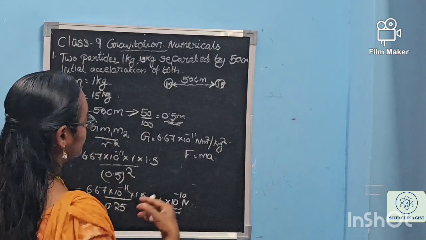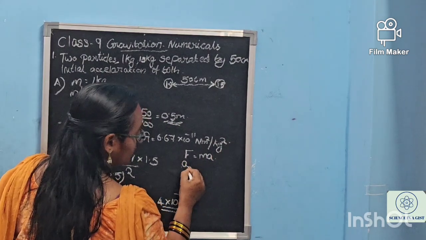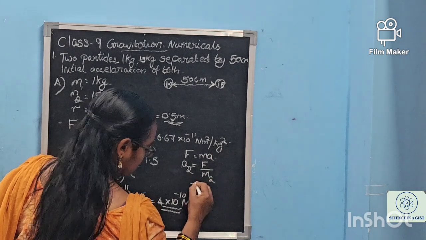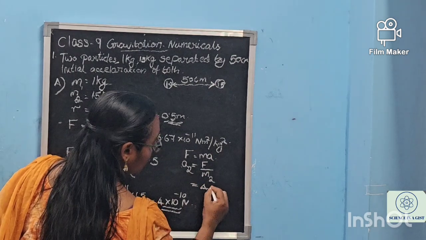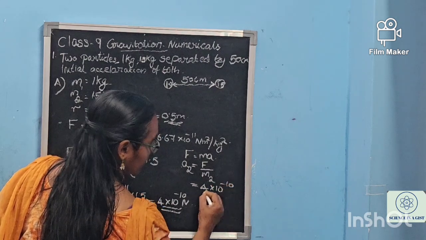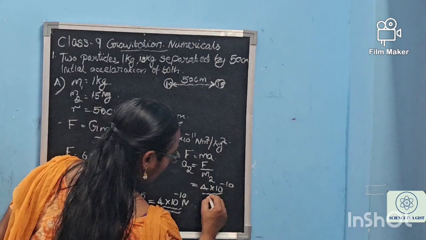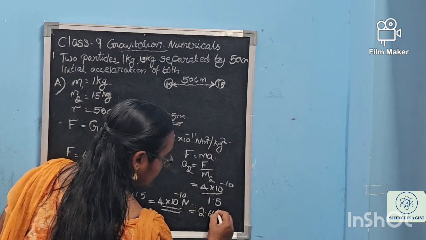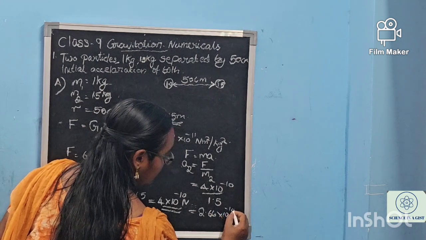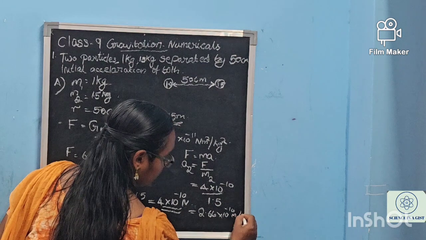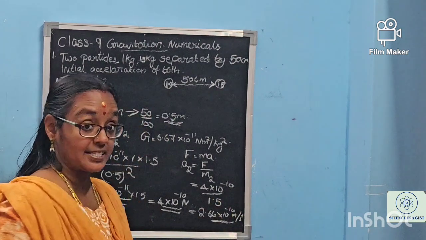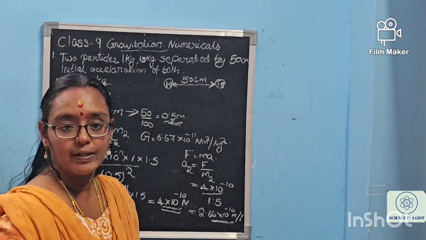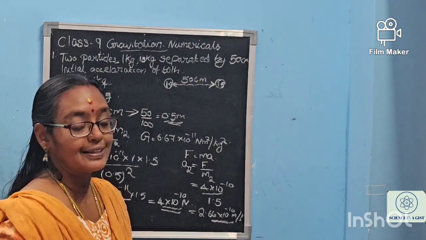Now the acceleration of the second body. A2 is equal to what? A2 is equal to F by m2, which is 4 into 10 raised to minus 10 divided by 1.5. What is the answer? 2.66 into 10 raised to minus 10 meter per second square is the acceleration exerted by the second body towards the first. Now we have solved this problem. Okay, understood? I think it's clear for you.